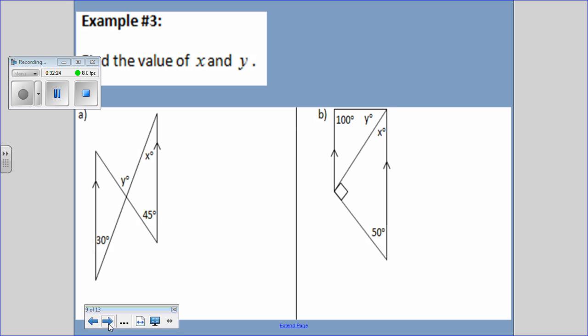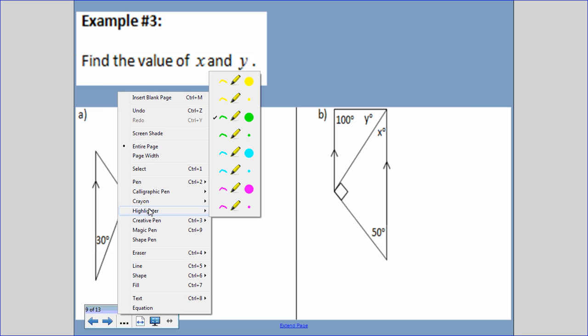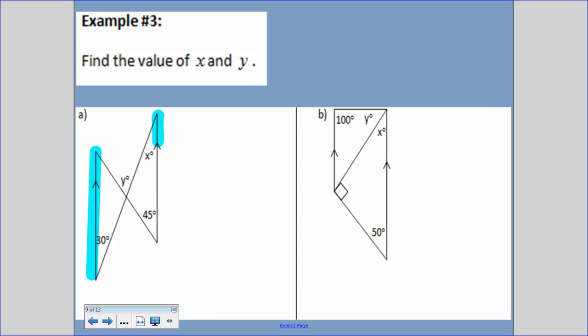Example 3. So in example 3, we're using some parallel lines. So we're going back to unit 3. We're incorporating some of our parallel line rules that we learned. So I'm going to start out by highlighting my parallel lines. And which transversal would you guys like to use first? The one that's going up or the one that's going down?